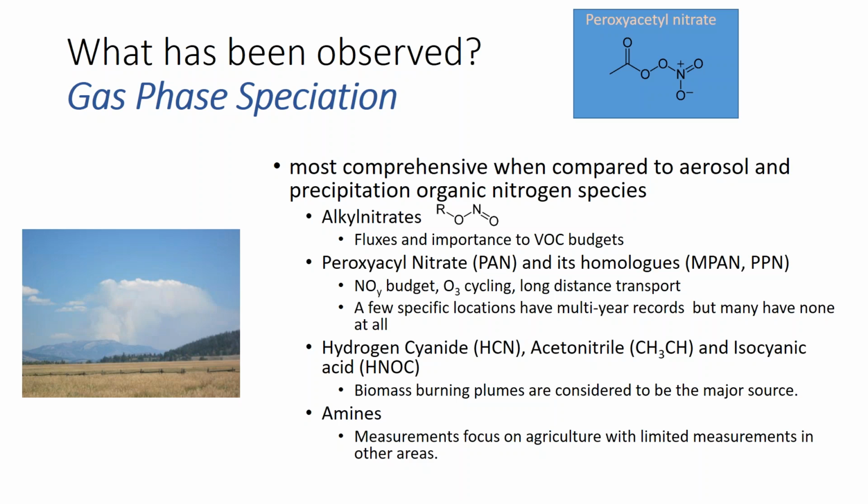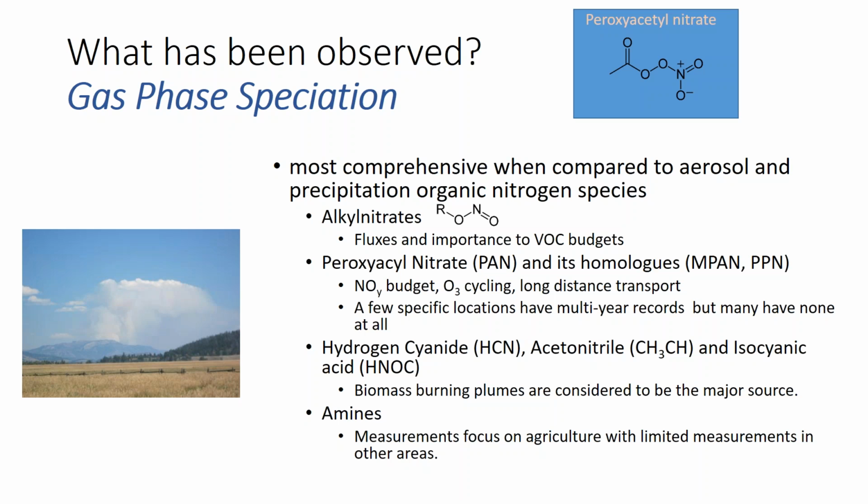There are also measurements of peroxyacyl nitrate, PAN, and its homologs. This tends to be more focused on NOy budgets and ozone cycling, because these compounds can be transported long distances, and they're pretty stable at cold temperatures. So if they get lofted higher into the atmosphere, they can go quite far. There are a few locations that have long multi-year records, but many places don't have a record at all. So there's quite a bit still unknown about the spatial variability of PAN.